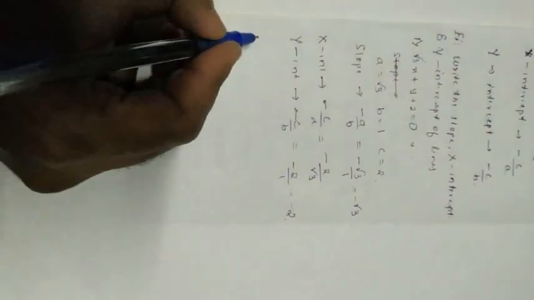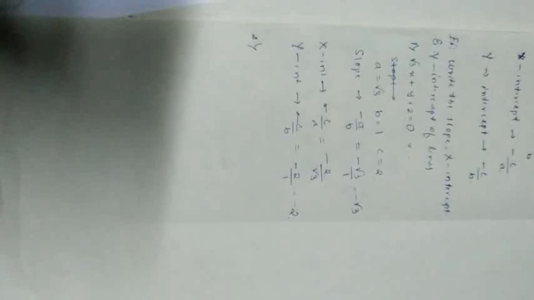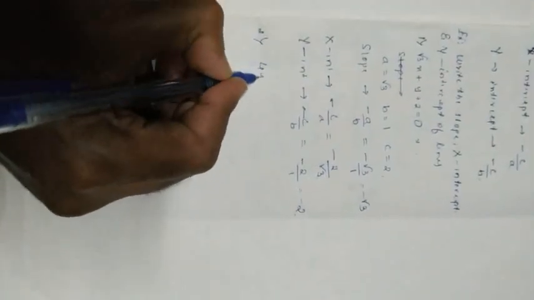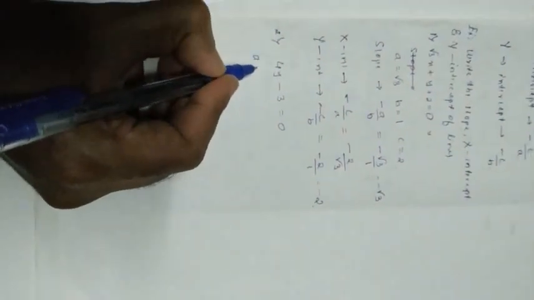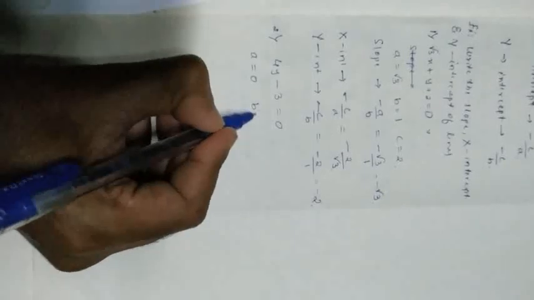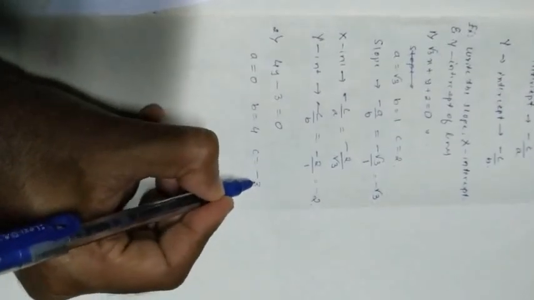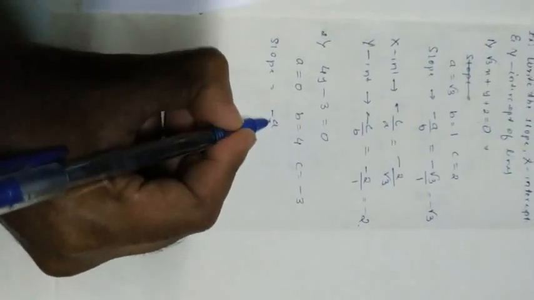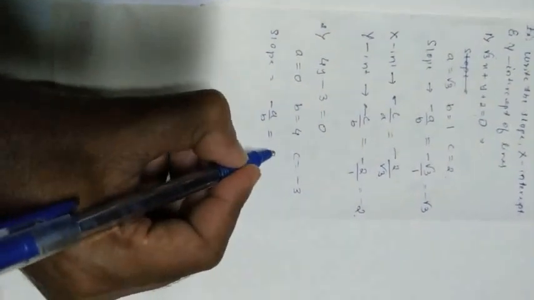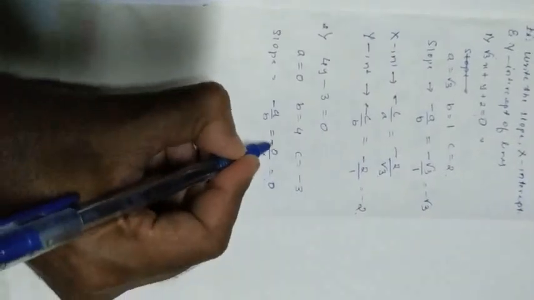The next example, the second one, is 4y minus 3 is equal to 0. Here first we write out its coefficients: a is 0, b is 4, c is minus 3, because we don't have an ax term in this equation of line. For the slope, the formula is minus a by b, that is 0 divided by 4, which is again 0.